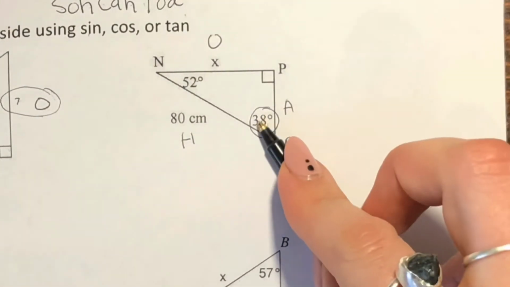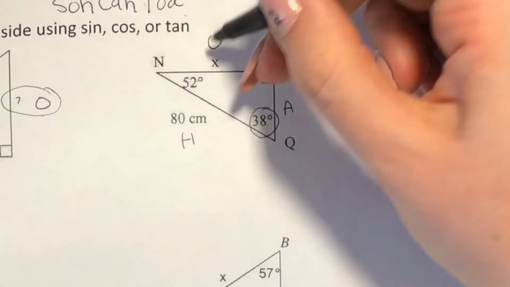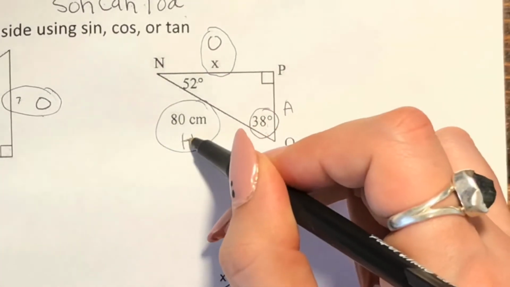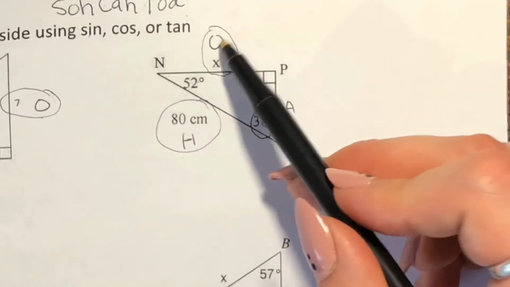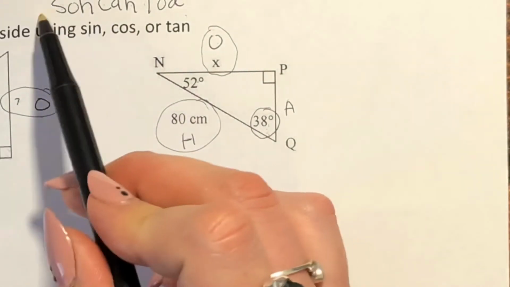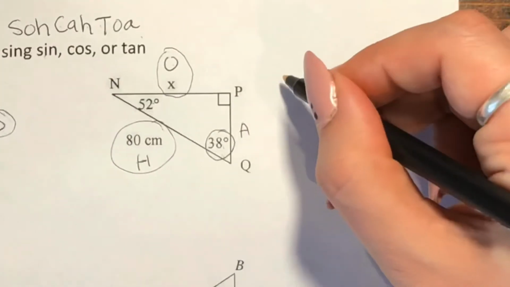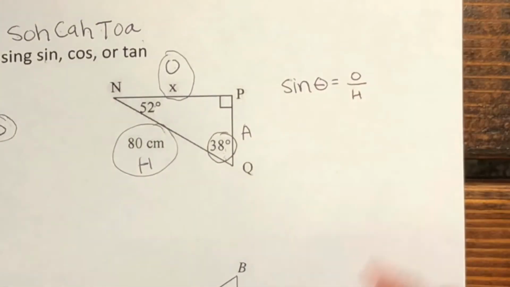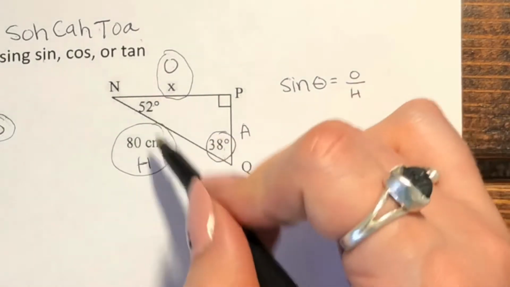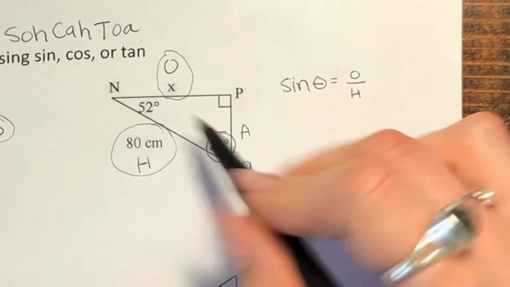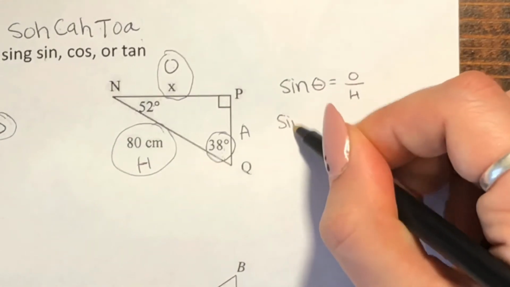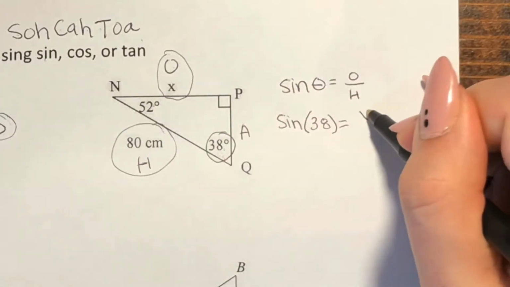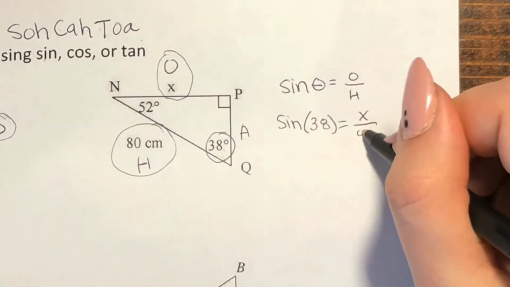So coming from this angle, we have our opposite that we're looking for, side x, and they gave us the hypotenuse, which is 80. So once I know I'm using O and H, that tells me I'm doing the SO part of SOHCAHTOA. I'm using sine. So here's my formula. Sine of the angle equals opposite over hypotenuse. We just plug and chug, plug in the numbers. So remember, we're using this angle, not the 52. So sine of 38 degrees equals the opposite side, x, over the hypotenuse, which is 80.